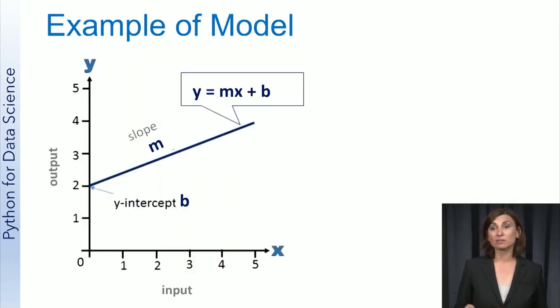Here is an example of a simple model. This mathematical model represents a line. Y is the output, X is the input, M determines the slope of the line, and B determines the y-intercept, or where the line crosses the y-axis. M and B are the model's parameters. Given a specific value for X, the model uses its parameters along with X to determine Y.